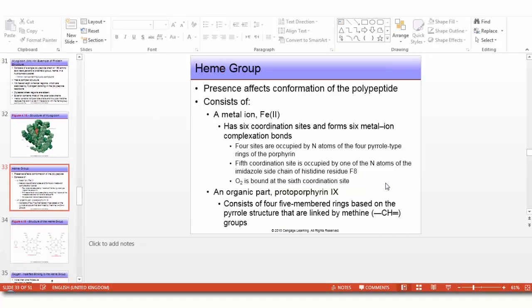Now, what is the heme group? The heme group consists of a metal ion, iron 2, and an organic part, protoporphyrin 9. The notation iron 2 refers to Fe2+ when the metal ion occurs in complexes. Now the porphyrin part consists of 4 5-membered rings based on the pyrrole rings.